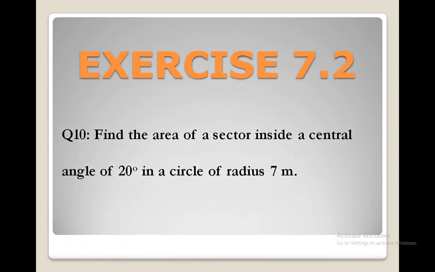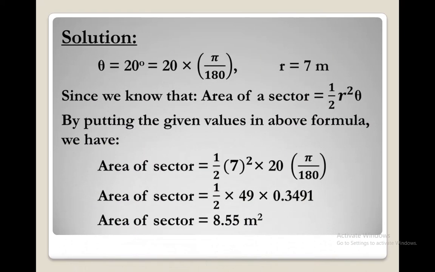Next, in exercise 7.2, we have question number 10. Find the area of a sector inside a central angle of 20 degree in a circle of radius 7 meter. Viewers, have a look at the statement. You are given the value of theta, that is 20 degree. You are given the value of radius, that is 7 meter. So starting our solution as converting the degree measure into radian by multiplying it by pi by 180, we will be having 20 into pi by 180.